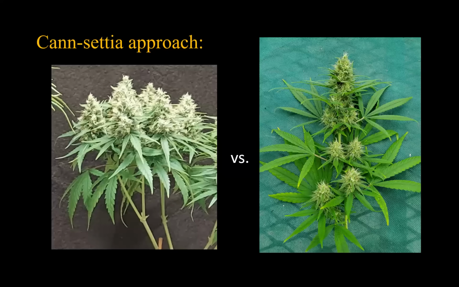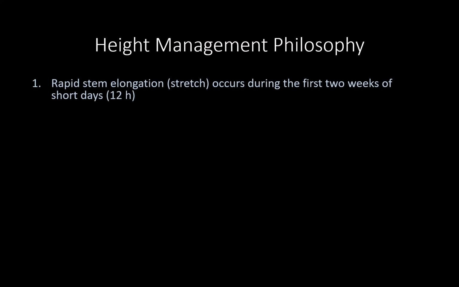And so to do this, we need height control, and we're using flushing as one of the techniques to do this. So this is our philosophy for height management on our Cansedia approach for growing cannabis.